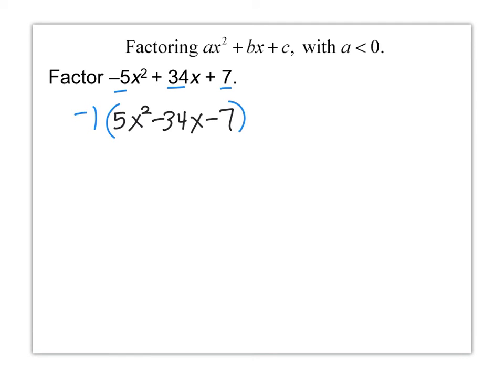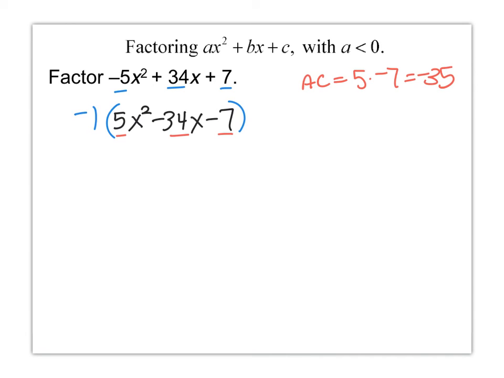So we're going to leave the negative 1 as its own factor, or we can just leave a negative out in front. And then with the remaining trinomial that's in the parentheses here, we can use the AC method. The AC in this case, with A being 5 and C being negative 7, we get negative 35.